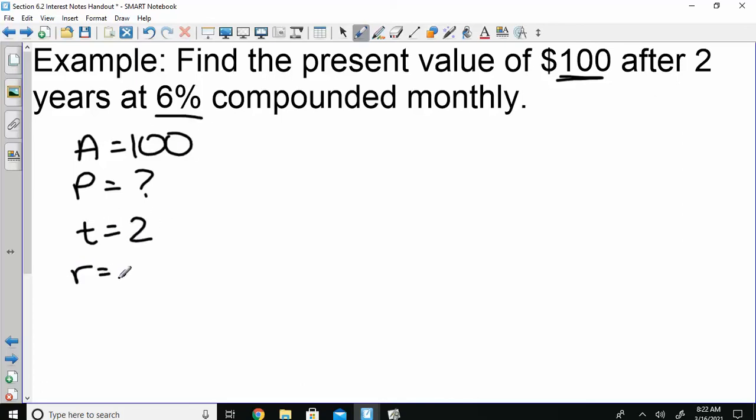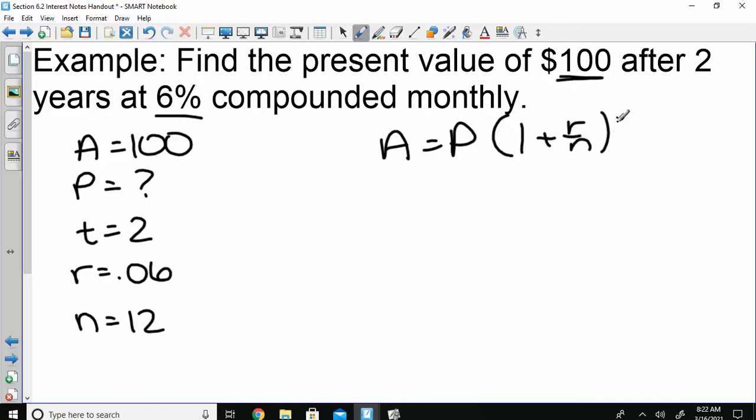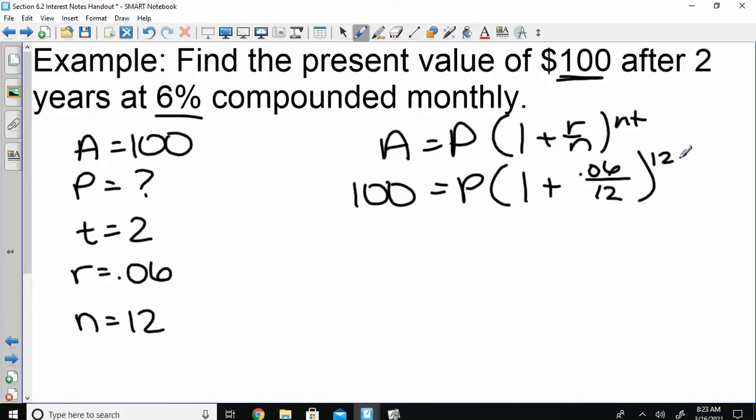2 years, so that's my time. 6%, so R is 0.06. Compounded monthly, so N is 12. So unless I see the word continuous, I'm using this formula. So I have 100 equals P times 1 plus R over N to the N times T power.